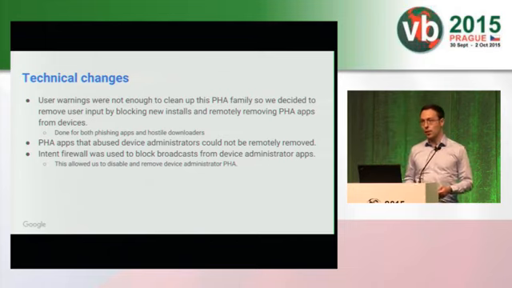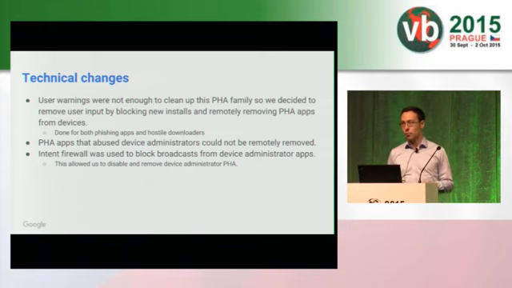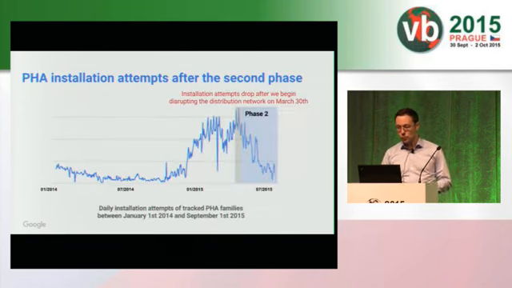And the intent firewall can basically isolate applications from broadcasts that are sent by the system. And so these device administrator phishing applications, they are blocked from receiving the broadcast message that said, hey, you're about to be disabled. And so they couldn't start their counter code to fight that disabling. And that worked really well. And so we had the ability to remotely remove these applications.